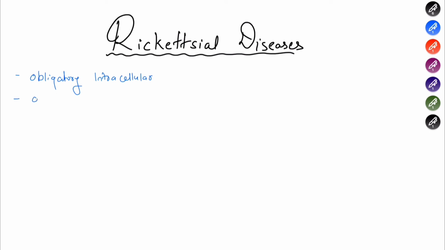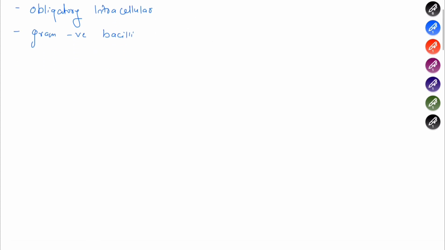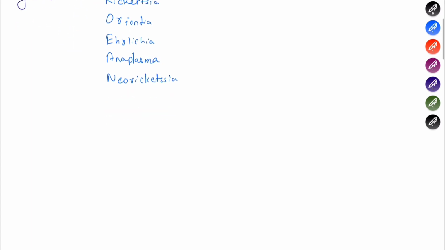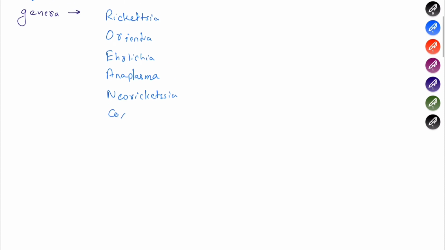Now there are various classifications of Rickettsia, and the genera which mainly cause disease in human beings are Rickettsia, Orientia, Ehrlichia, Anaplasma, and Coxiella. So these are the genera which cause infectious diseases in humans.